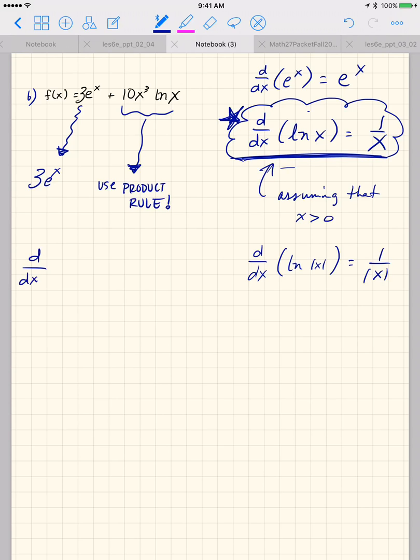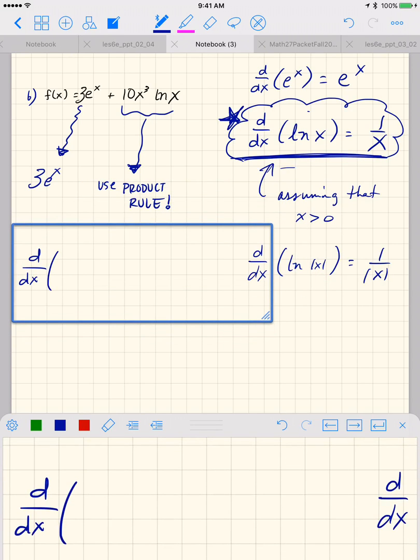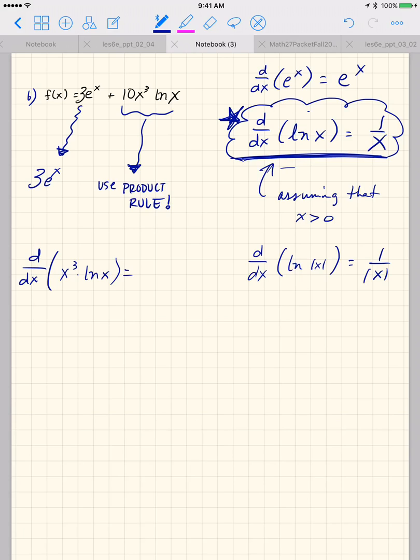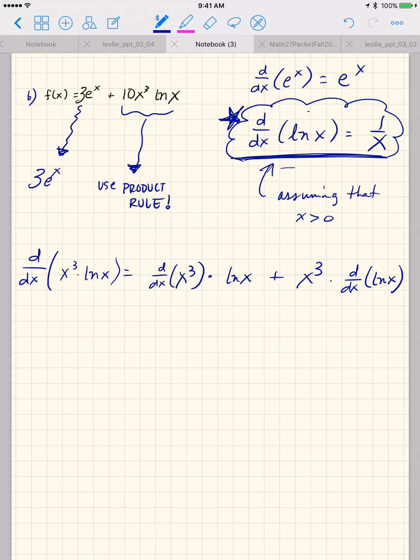So let's go ahead and move down here. I need d dx of x cubed times natural log of x, which is going to equal the derivative with respect to x of x cubed times natural log of x, plus x cubed times the derivative with respect to x of natural log of x. What I'm doing right here is using the product rule, right? So this is like my f prime g plus f g prime.